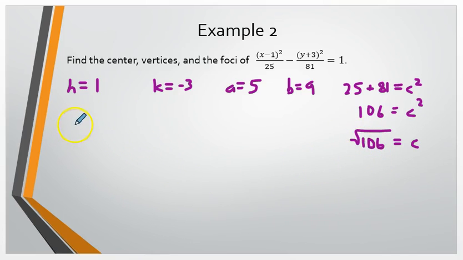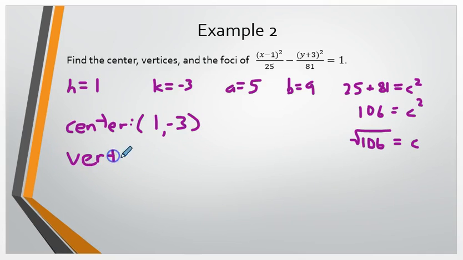So since I have all of my numbers, the center for this graph, it's not just the origin this time. Now I have the coordinate 1, -3. And then for my vertices, so I need to look at what A is, vertices or transverse axis tied to A. Since A came from the x variable, I'm going to keep adding and subtracting from the x coordinate.